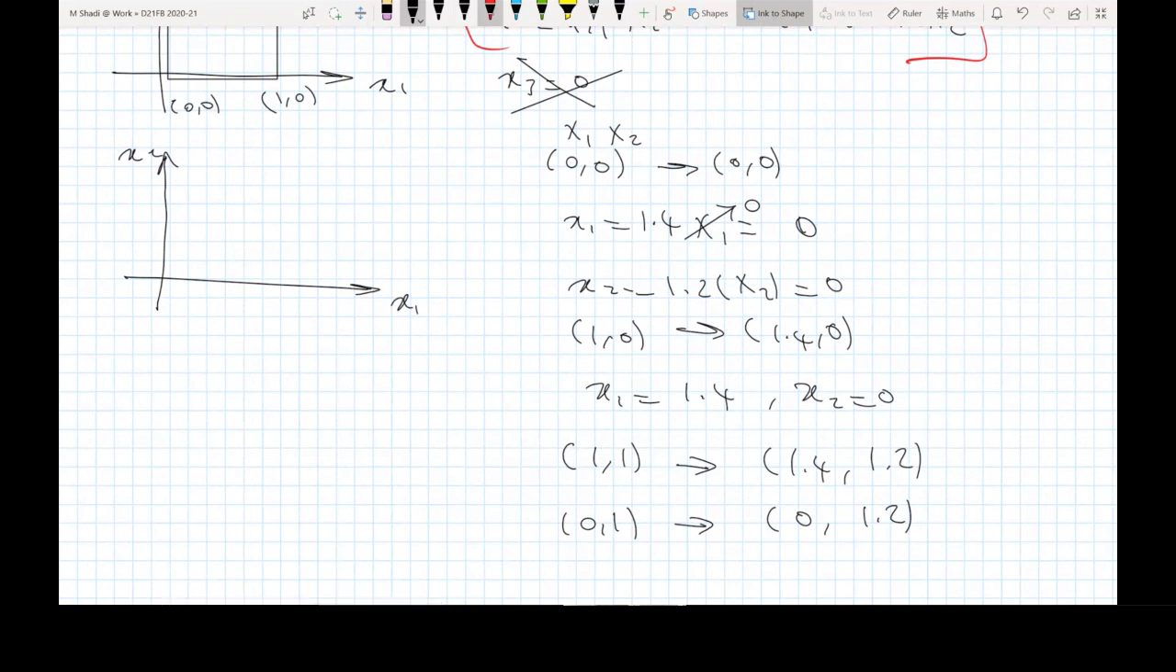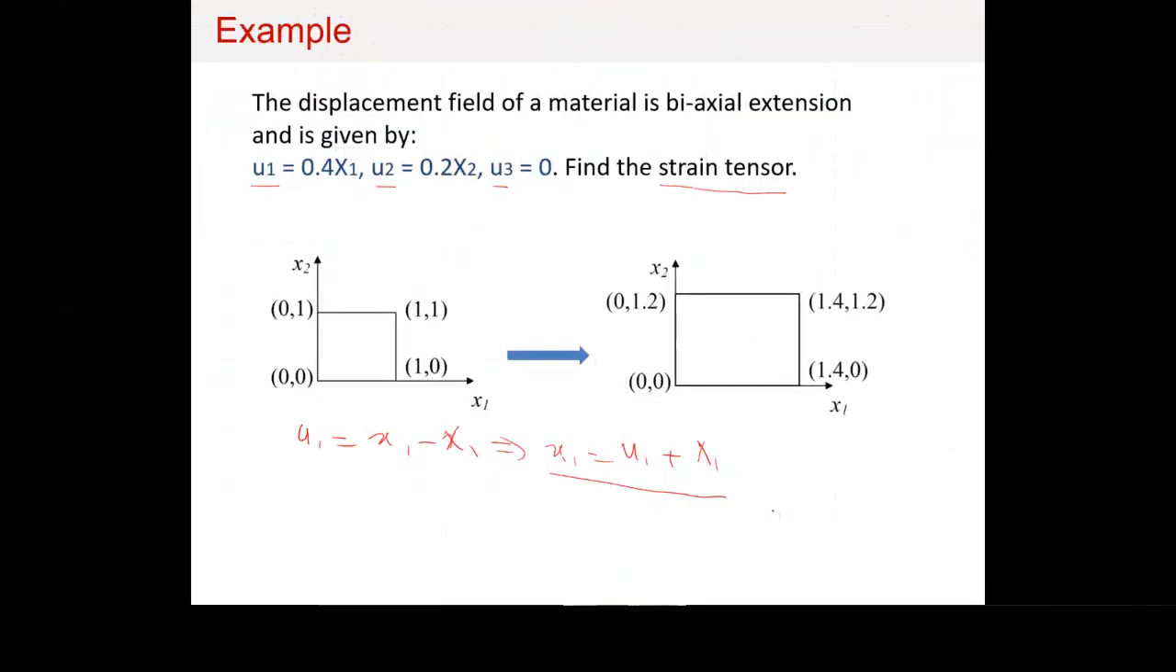So this is the new configuration. It's 0, 0, 1.4, 0, 1.4, 1.2, and 0, 1.2. So if you draw that, you will get it here. So this is the original configuration. It will move into this new configuration. Now, looking into this picture, I want you to imagine if you have a right angle here.